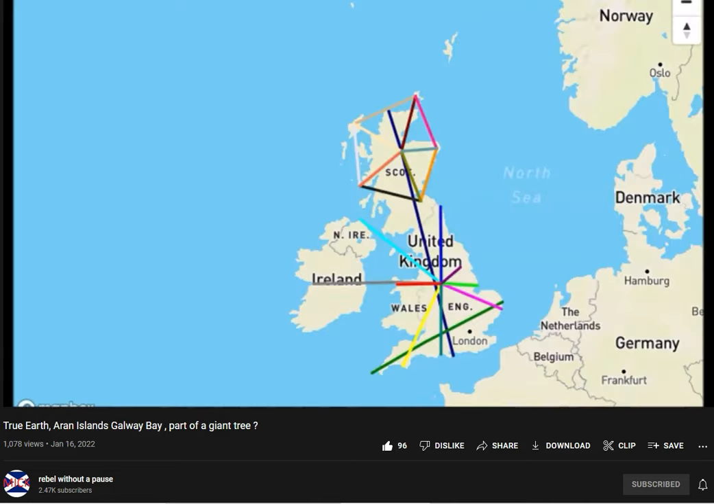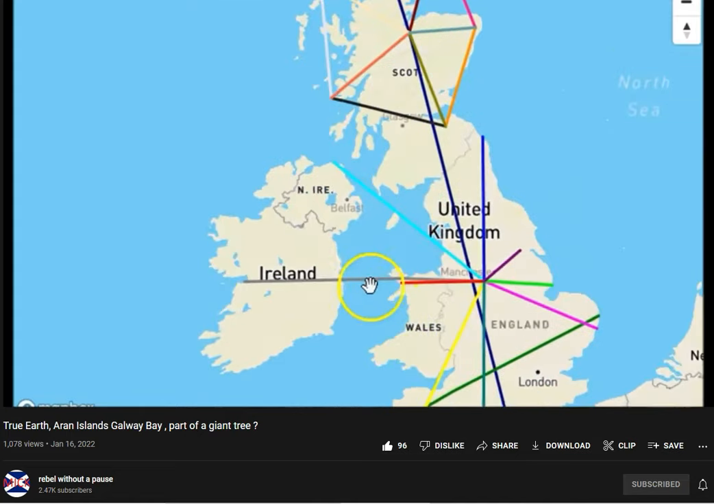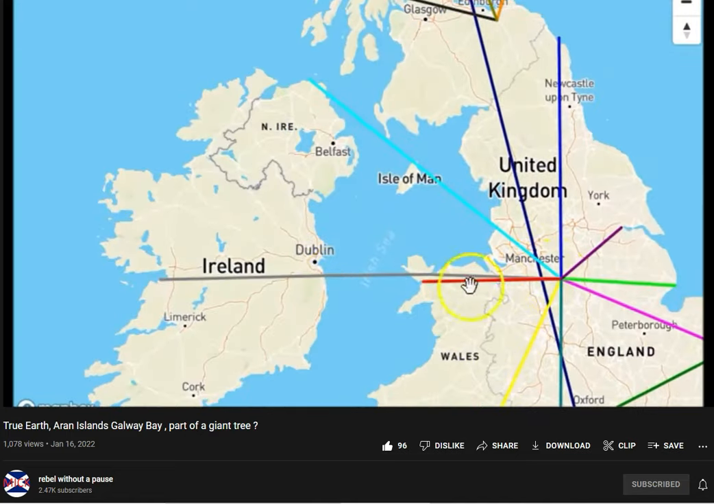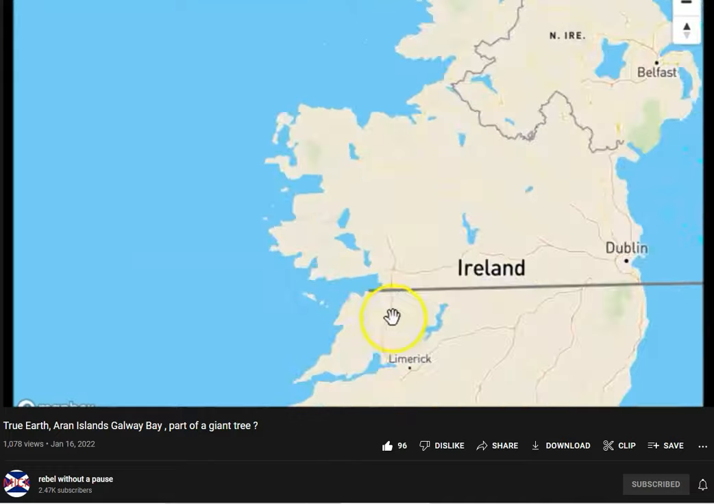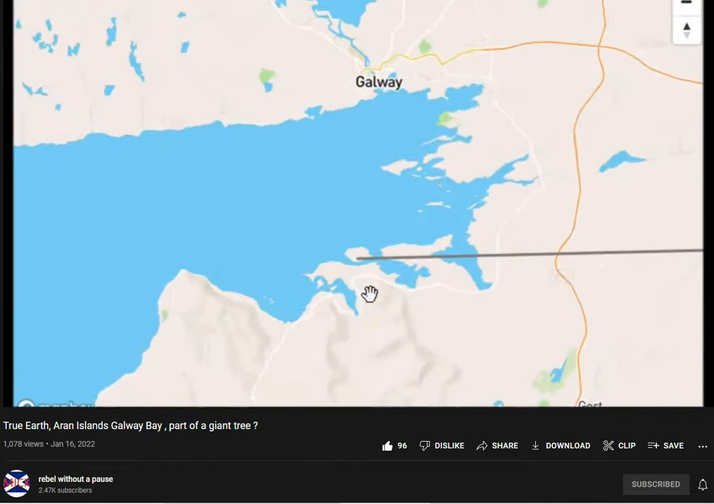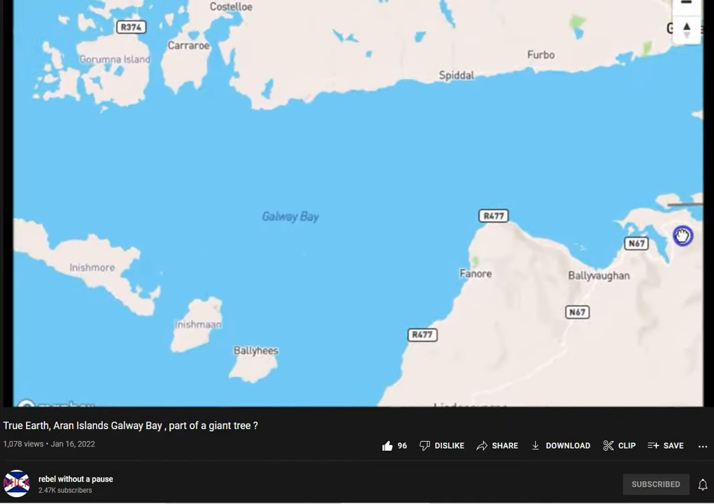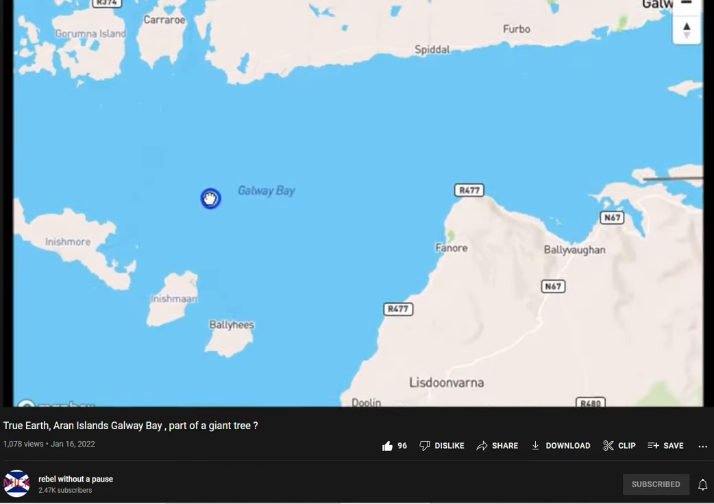I'll finish with this. Ley lines. And here's the ley line going straight across to Galway Bay. Only it stops here. And if it went straight on, I'm guessing it would hit the islands.